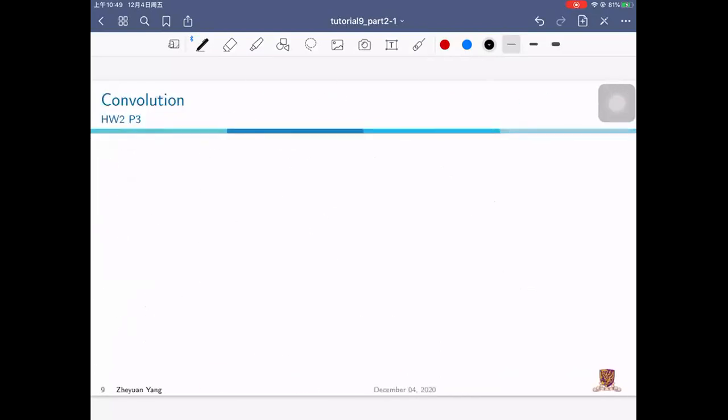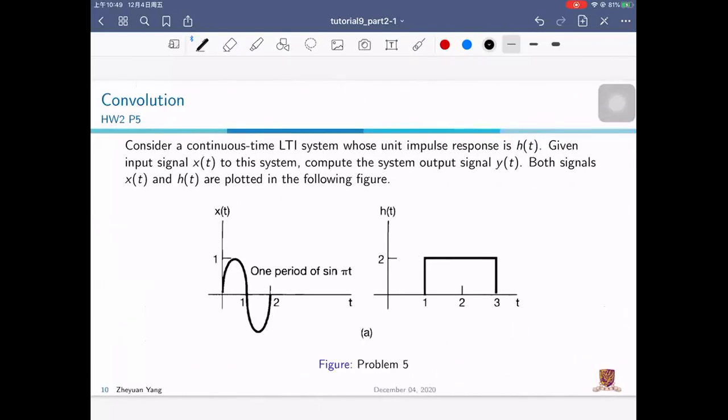Okay. So let's try to use this method to do the following problem. You can try problem 5 in homework 2. I give you 2 minutes.